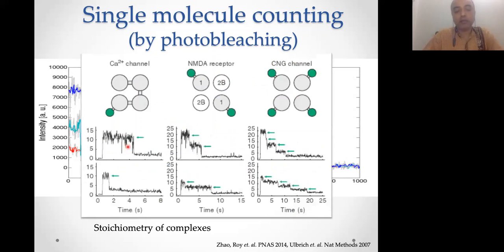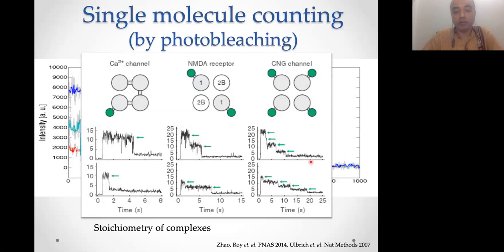Okay, and this kind of approach has been used where people have been able to figure out the stoichiometry of, let's say, a receptor on the membrane using tags on each of these systems. So here is a system which has a single tag, and you find on the membrane there's a single photobleaching step. The NMDA receptor where the subunit is labeled, you see 2 photobleaching steps. If the CNG channel has been labeled, then you see 4 photobleaching steps on the membrane.